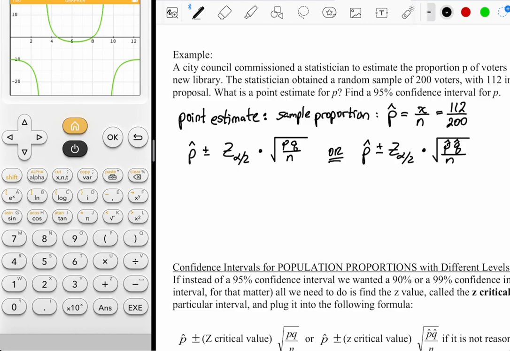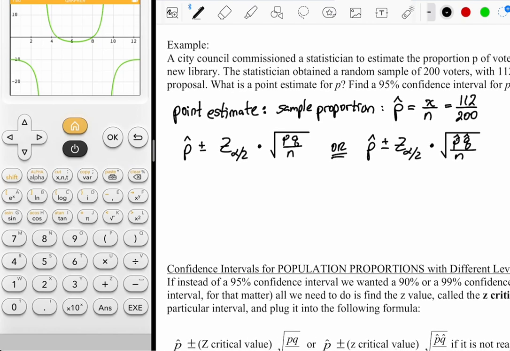You're going to have to decide whether to use the first formula or the second formula. There's only a subtle difference between the two, so kind of go either way. But you would use the first one if you can reasonably assume the population proportion P. So that's when you would use this formula.